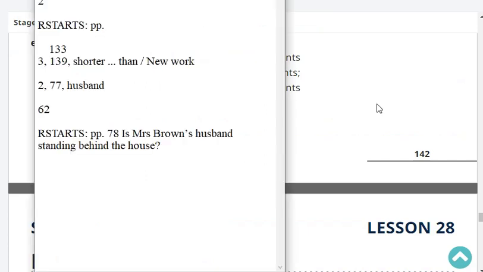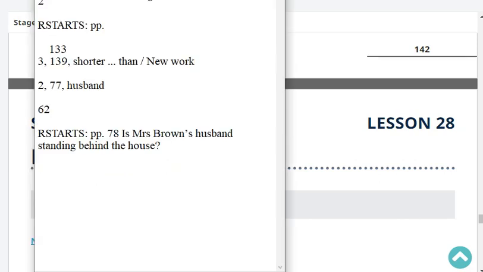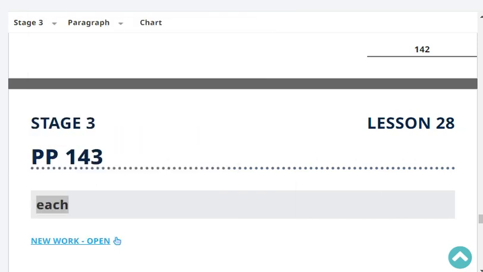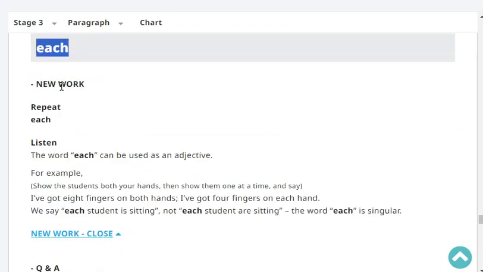Okay, next. Repeat each. Very good. Okay, here we go. Listen. Each. The word each can be used as an adjective. For example, I've got 8 fingers on both hands. I've got 4 fingers on each hand. We say each student is sitting and not each student are sitting, because the word each is singular. It means one. Okay, let's practice.